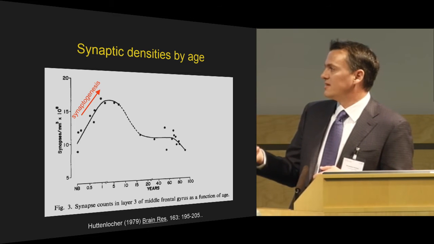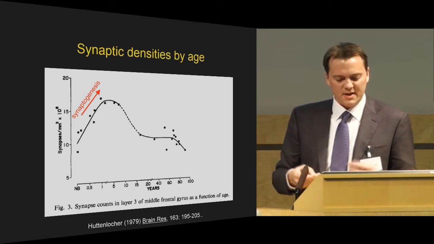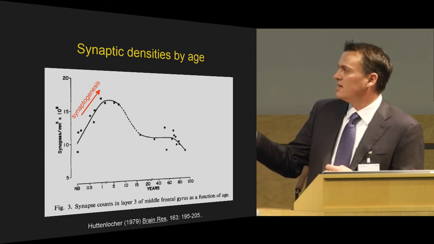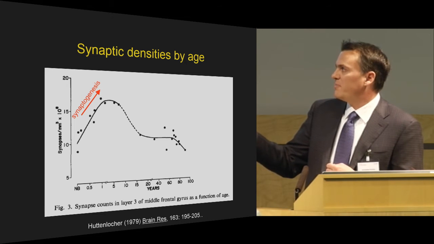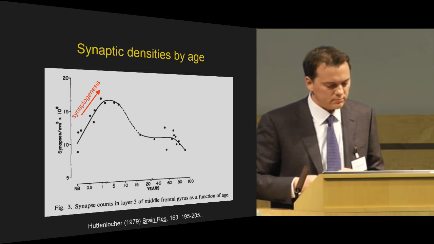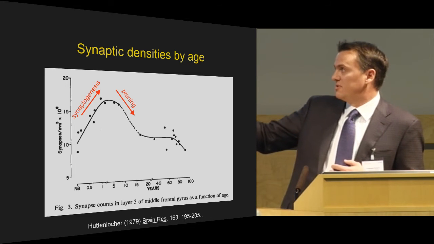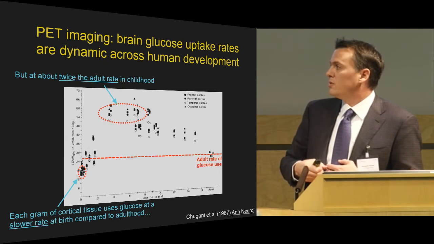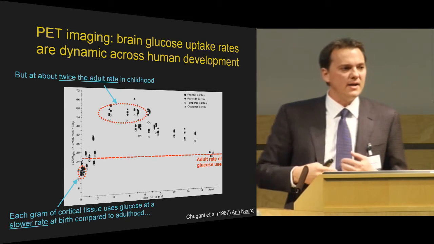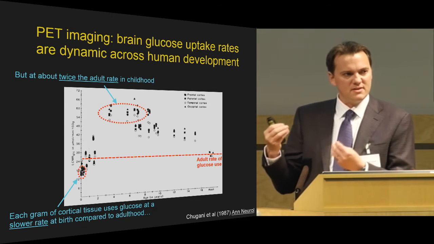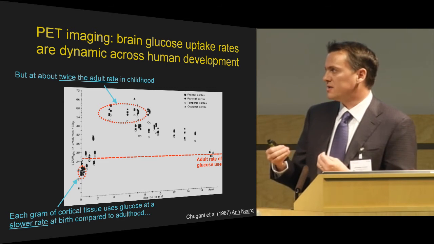This is the actual synaptic densities. There's not many data on this. This is a classic paper from 1979 by Huttenlocher. You see the rise of synaptic density in the early years, peaking out in childhood, big gap in data, but eventually getting down to adult levels later, right? And so this is synaptogenesis, and this is the process of pruning that I just talked about. So this is largely what underlies these dynamics. This is really reflecting changes in the density of synapses, which are energetically costly.